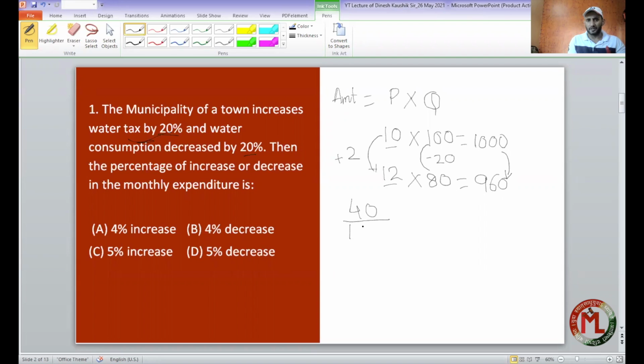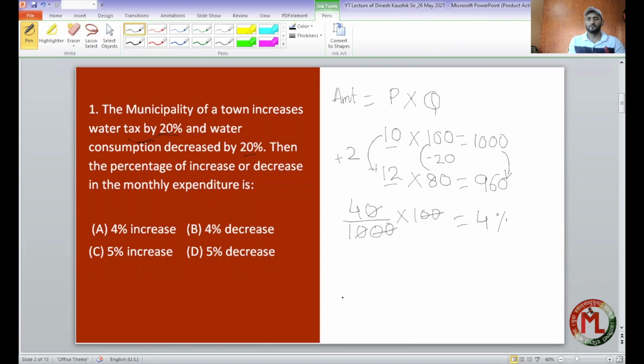This 40 rupee reduction on 1000, what is the percentage value? 40 upon 1000 into 100. You can cancel out these two zeros and this zero will also get cancelled. So we can say 4% reduction, 4% decrease.